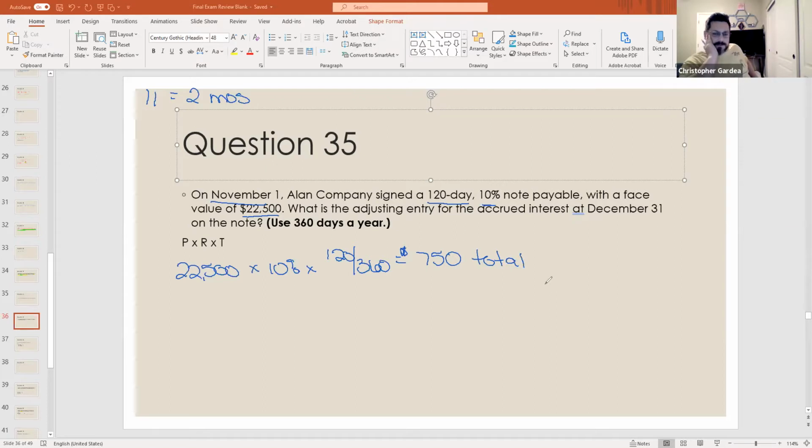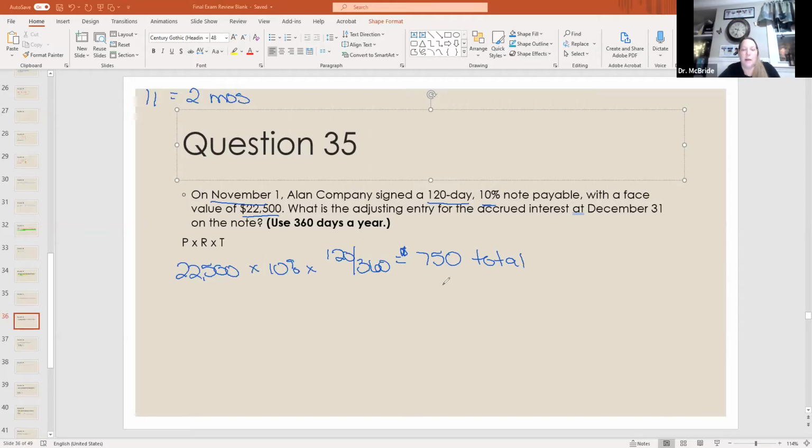That's at maturity though, right? That's actually, I don't even need that. Because we're only doing 60 over 360. Oh yeah, it's only half. It's just half. So we could just say 2 months out of 4 months. Is 375.